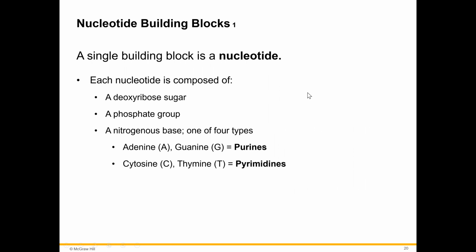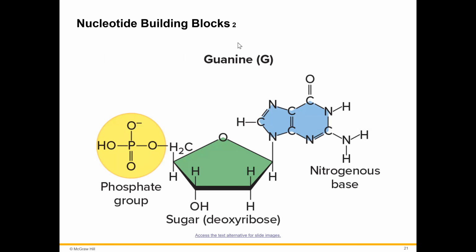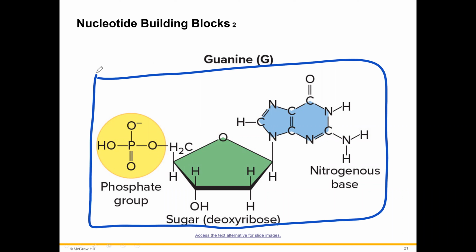So let's look at the structure of DNA that was discovered by Watson and Crick. A single building block of DNA is a nucleotide. Each nucleotide is composed of a sugar, and if you're talking about DNA, it's a specific sugar called deoxyribose, a phosphate group, and a nitrogenous base, one of 4 types: adenine, A, guanine, G, they are purines, cytosine, C, and thymine, T, pyrimidines. So here you can see the structure of one nucleotide, and that's a building block of the DNA molecule.